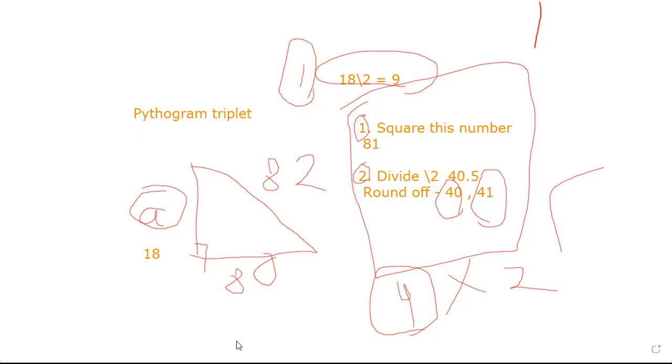That we will discuss in tomorrow's class. Okay, so right now, what we have done is, when we take an odd number, we have to square that number and divide by 2. And if our number is even, we have to make it odd by dividing it by 2.